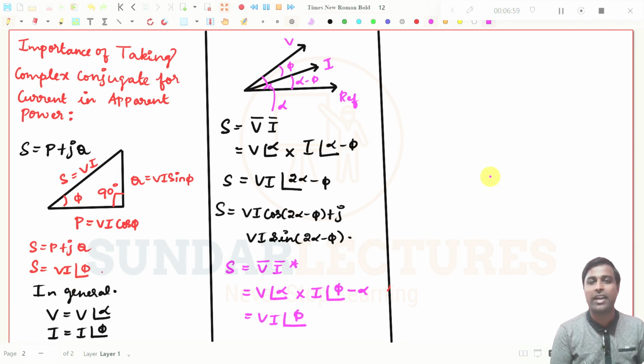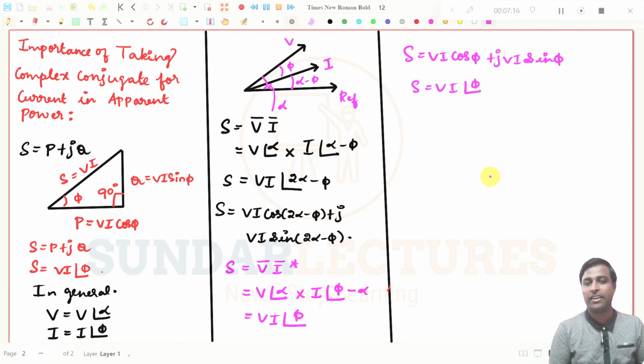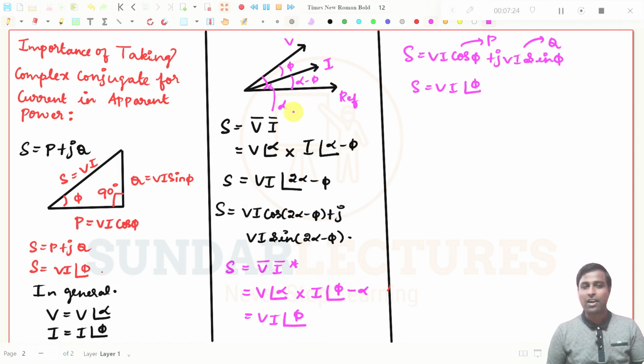So if you are writing this one, S will be equal to VI cos of pi plus j VI sin of pi, and S can be written as VI at an angle of pi. Right? This is the real power, and this is the reactive power. If you are not taking the complex conjugate, you are getting some other angle. But if you are taking the complex conjugate, we are getting the perfect answers. And that is why we need to take the complex conjugate to find the complex power or apparent power in an AC circuit, right?